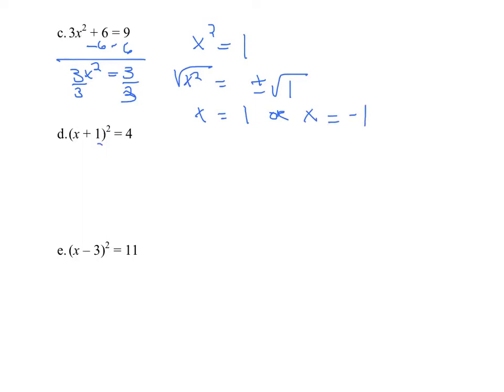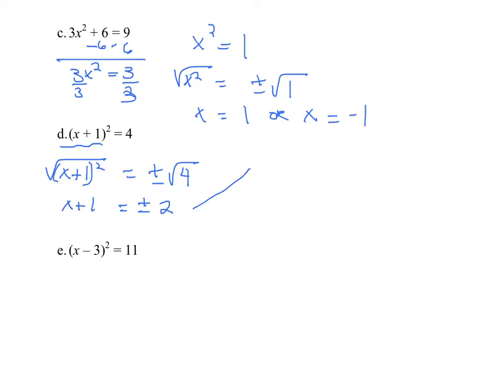Now look at D. D is sort of cool because I have something squared equal to 4. So I'm going to take the square root of both sides. And I do the plus or minus the square root of 4. Square root of x plus 1 squared is just x plus 1 equals plus or minus 2. So far, so good. Now this is a little bit of a quandary because I need what x is, not what x plus 1 is.